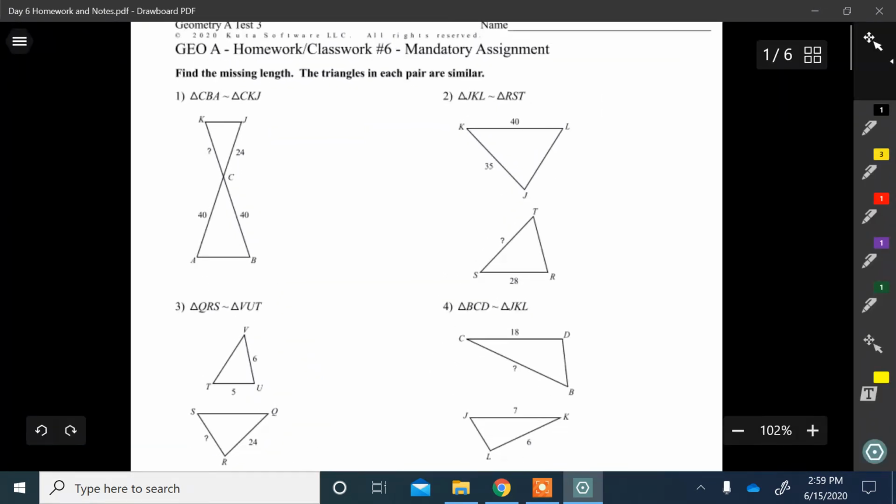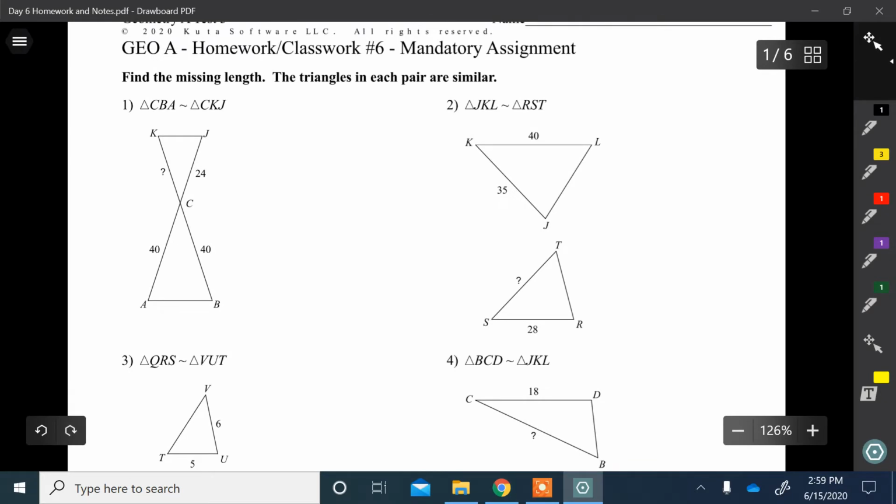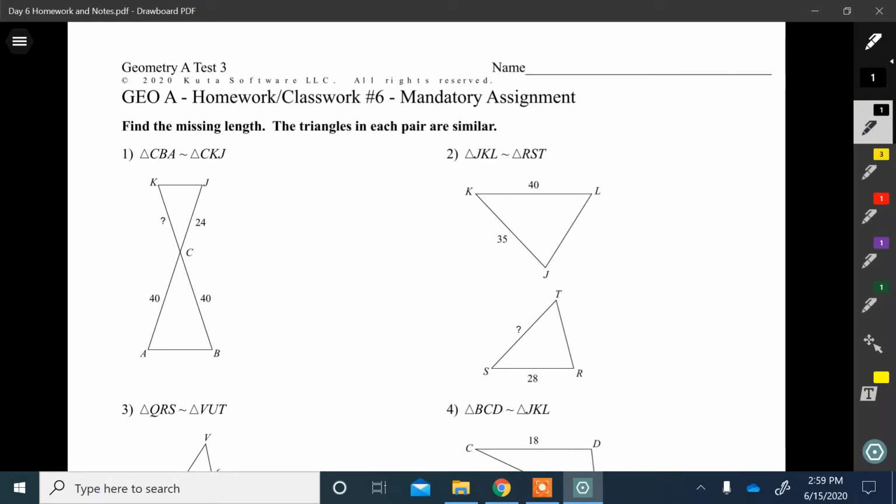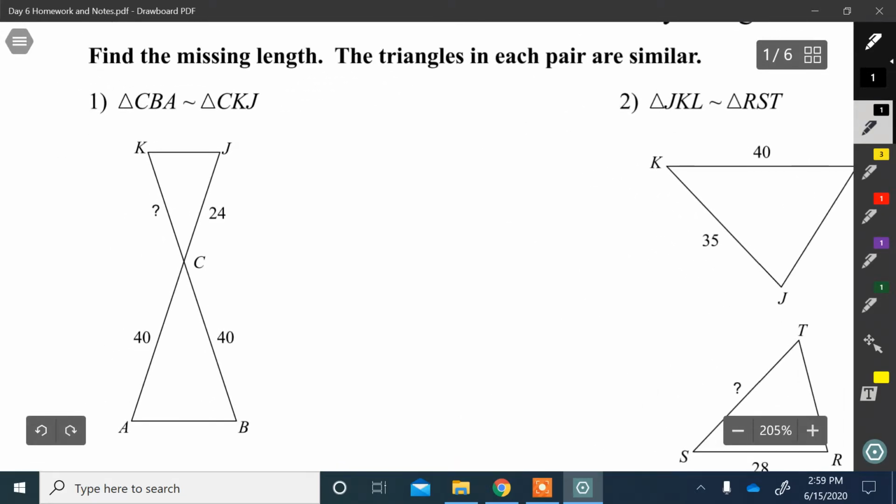Alright guys, so we're going to start a new lesson today. We're going to do it a little bit different. I'm actually going to do half of the problems of the worksheet for you. And what we're going to talk about is proportional, which is very similar to similar triangles. So let's go ahead and get started.